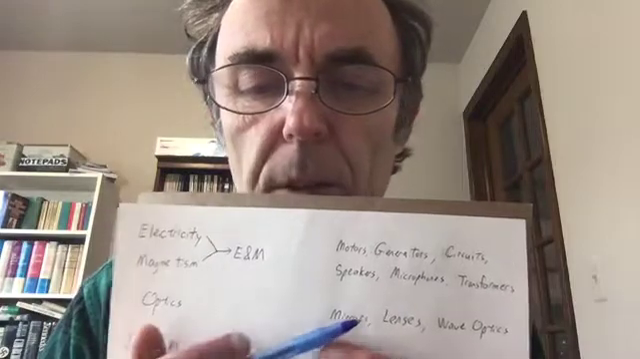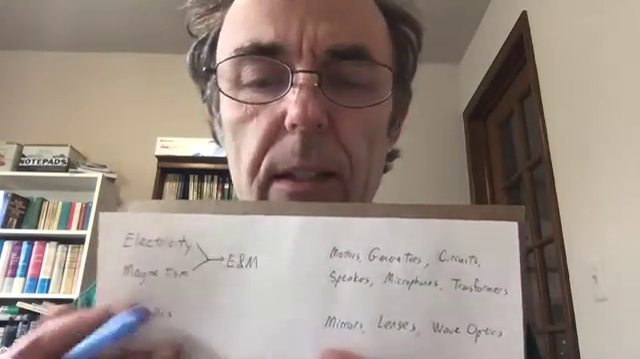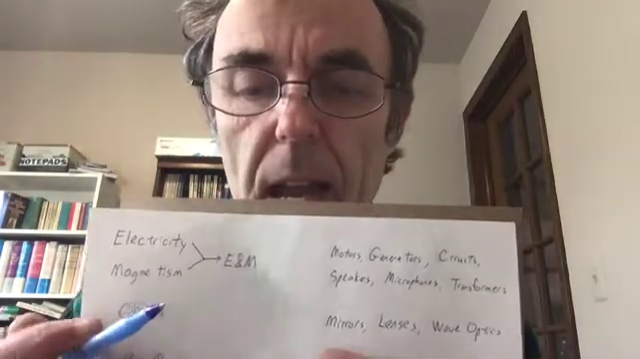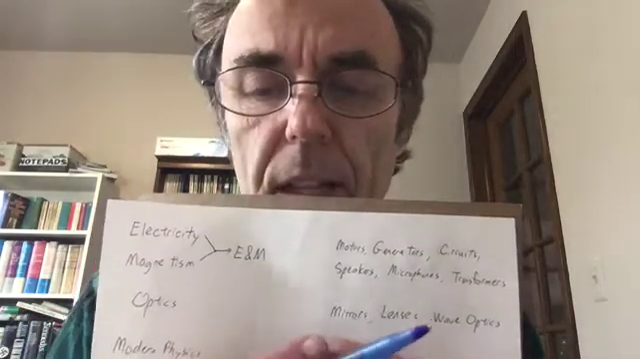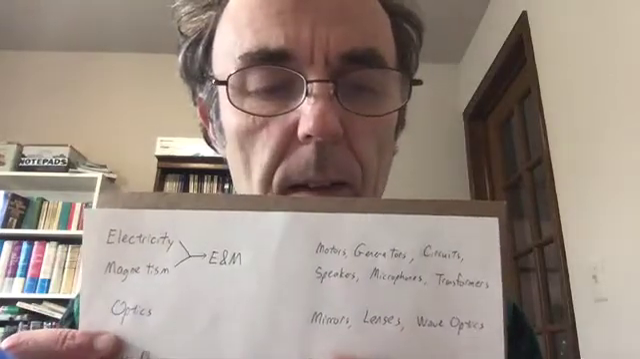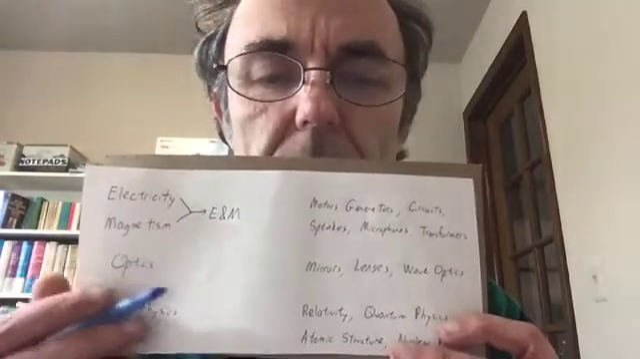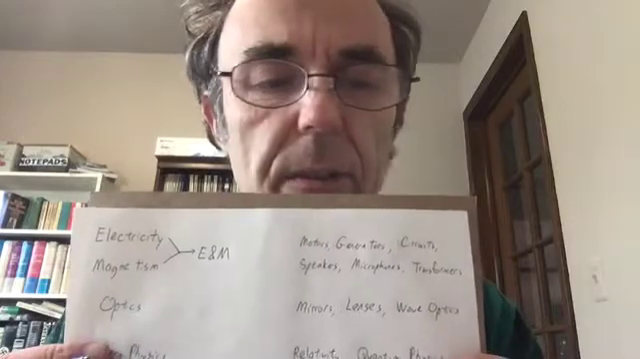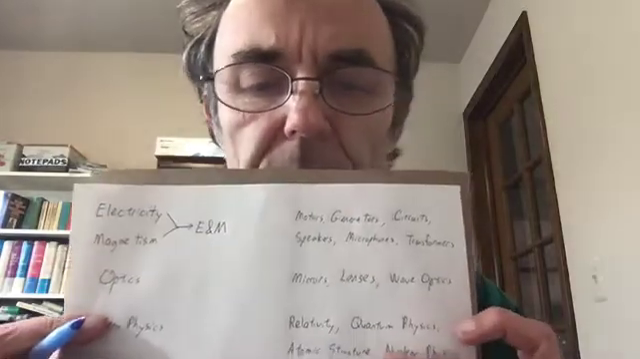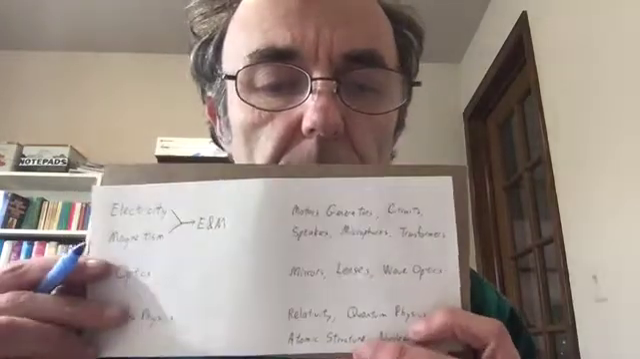And then we went further and we talked about the wave nature of light, and we talked about wave optics, and particularly Young's experiment, and how the wave nature can play a role in things like interference and diffraction. And we went on and we talked about modern physics. So electricity, magnetism, and optics is basically 19th century physics, the 1800s. Modern physics is more 20th century physics, the 1900s.